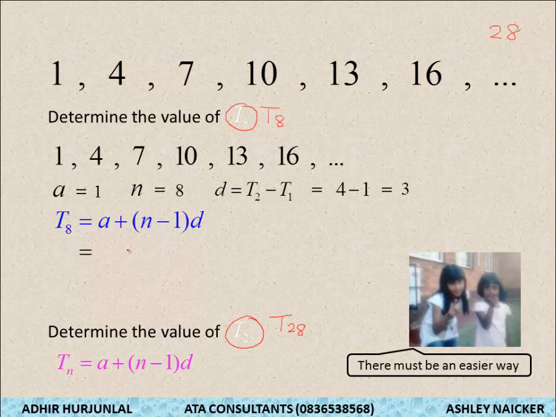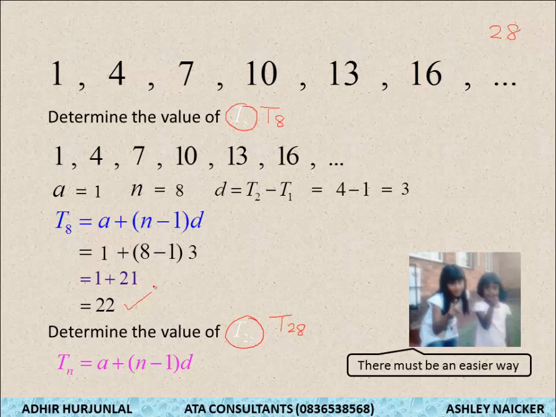Watch what happens if I simply substitute into the formula. A is 1 plus n minus 1, which is 8 minus 1, multiplied by D. Now come, guys, you can use your calculators to do this, but ensure that you use them correctly. 8 minus 1 is 7. 7 times 3 is 21. 21 plus 1 is equal to 22. How's that, guys? Simple enough.